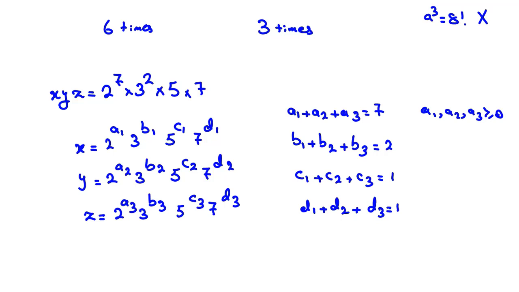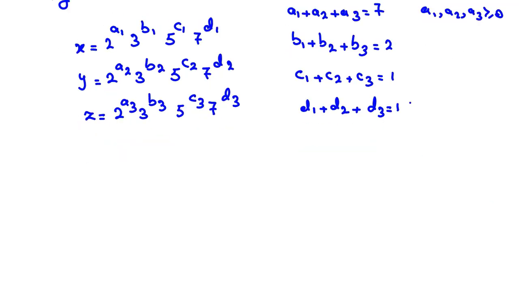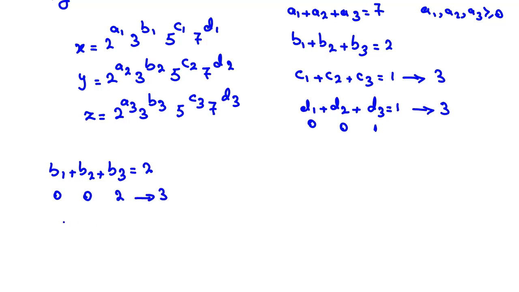Okay, so let's see how many cases there are. For d1, d2, d3, it's easy because you say, okay, 0, 0, 1, and the 1 can be in 3 places, so 3 cases. This one, 3 cases. For b1, b2, b3, let's write b1 plus b2 plus b3 equals 2. Here we can say 0, 0, 2, 3 cases of this type. 1, 1, 0, again 3 cases of this type. So it will be 6 cases.